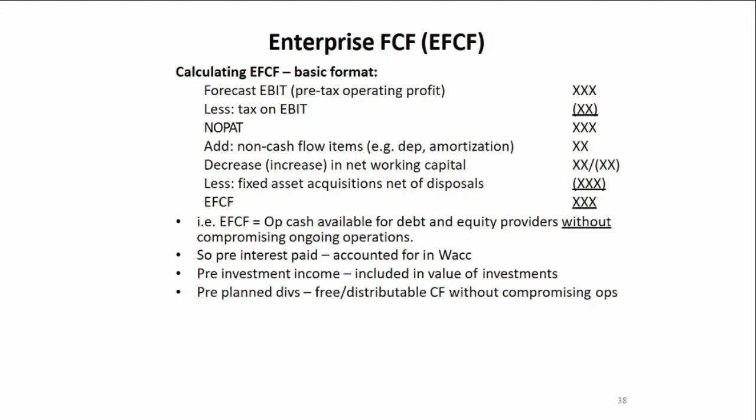We also need to take into account any fixed asset acquisitions and disposals. So when there is a fixed asset acquisition, this is going to result in a cash outflow. And when there are disposals of assets, the proceeds on those disposals will result in a cash inflow. Once we have taken all of these amounts into account and adjusted our EBIT for this, we will be left with our enterprise free cash flow. This figure will represent the operating cash available for debt and equity providers without compromising ongoing operations.